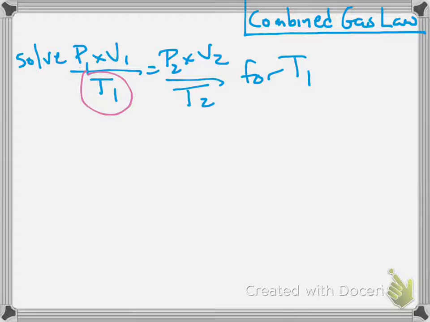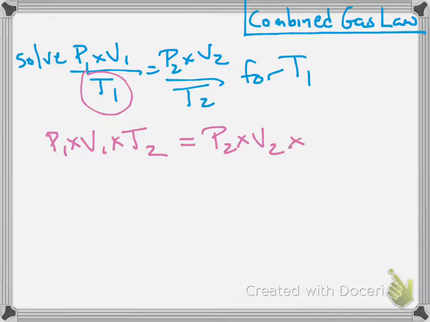And again, we have a fraction, so the first thing we want to do is cross multiply. So on one side, we're going to have P1 times V1 times T2. And on the other side, we're going to have P2 times V2 times T1. And so again, T1 is what we want to solve for. We want that to be by itself on one side of the equation. And so we have to get rid of all the other variables that are on that side of the equation.